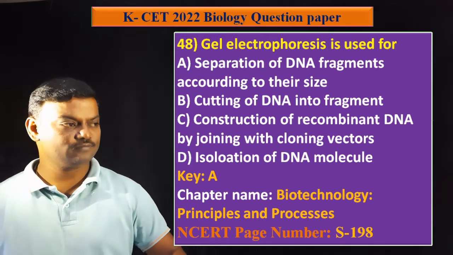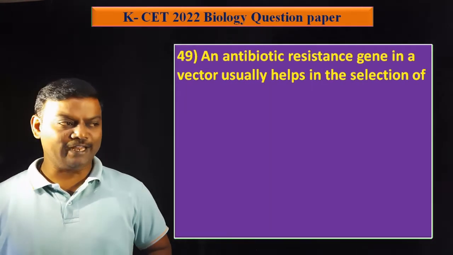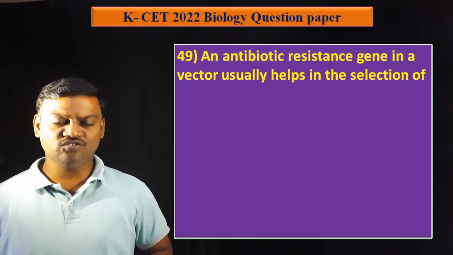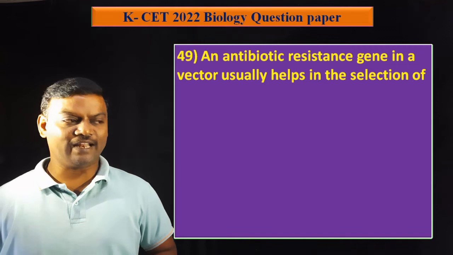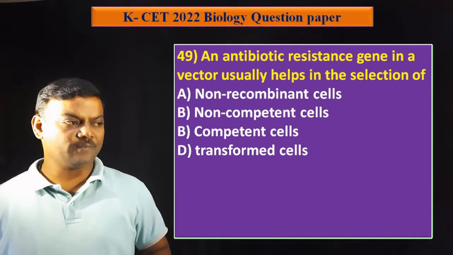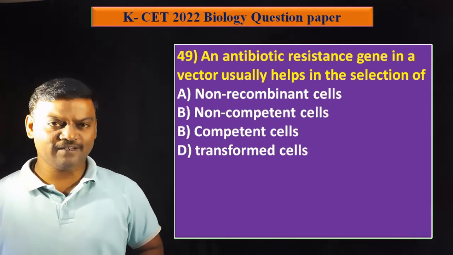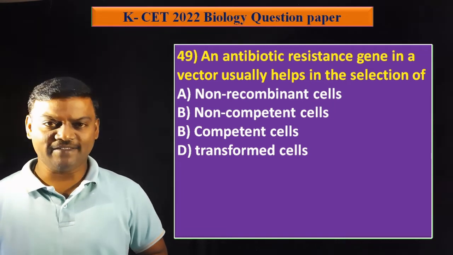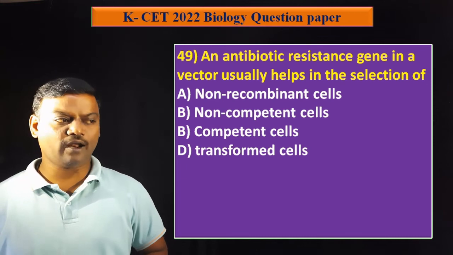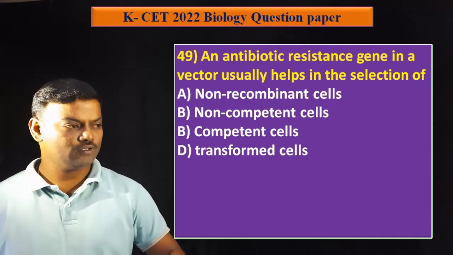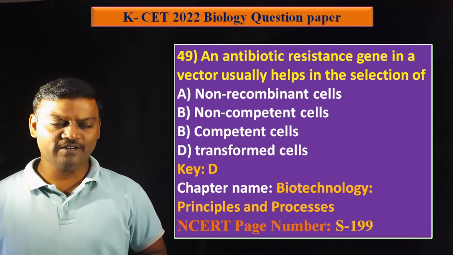198. Question number 49. An antibiotic resistant gene in a vector usually helps in the selection of: option A, non-recombinant cells; option B, non-competent cells; option C, competent cells; option D, transformed cells. In this, the correct answer is option D.